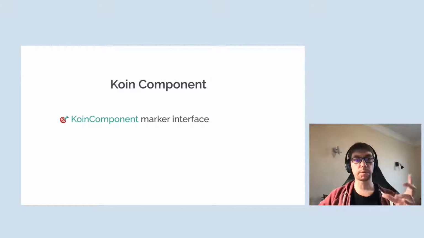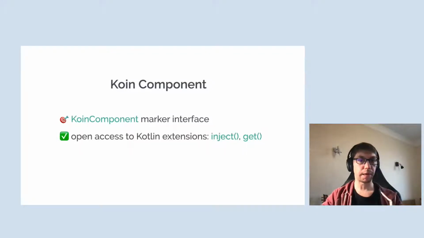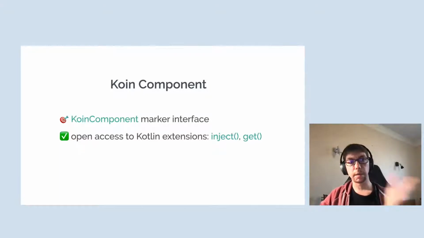And if you want to retrieve an instance in your API, you will use the inject and get API, either with the Koin component interface. That means if you have a pure Kotlin application, you will just use inject and get, either with Koin component, or with a library that is already giving you the extension, like Koin Android.